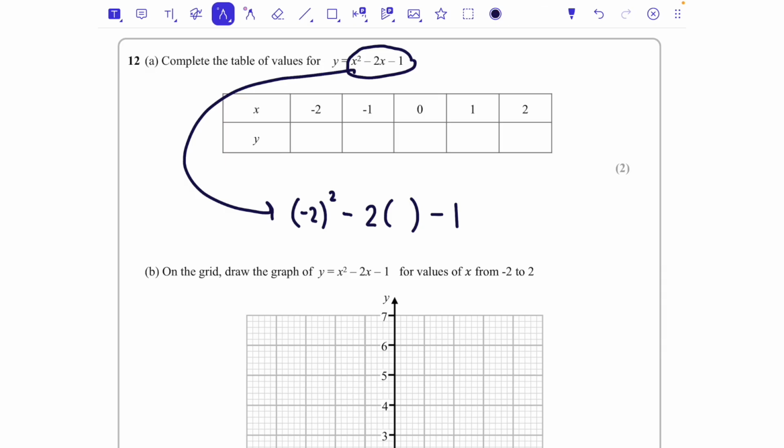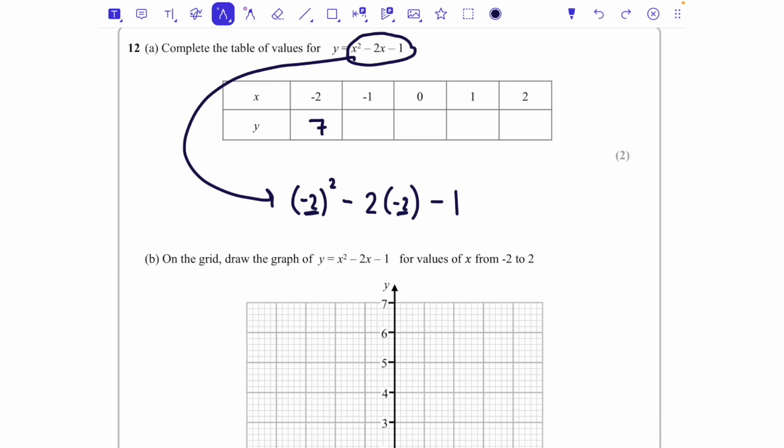Okay, so we're going to start by putting minus 2 in the brackets. Minus 2 squared, minus 2 lots of minus 2, take away 1. And that's going to give you a value of 7. You're then going to go back, left-hand arrow, and change what's in these brackets to be minus 1, the next value. So minus 1 squared, minus 2 lots of minus 1, minus 1. And that's going to give you your next value of 2. And repeating that process with a 0 and then a 1 and then a 2, we get minus 1, minus 2, and minus 1. Each of these is coordinates that we're going to plot on the grid.